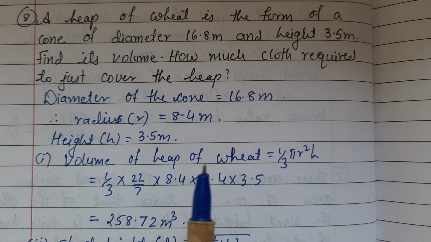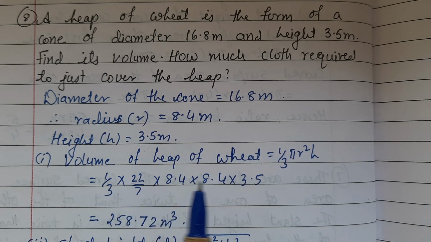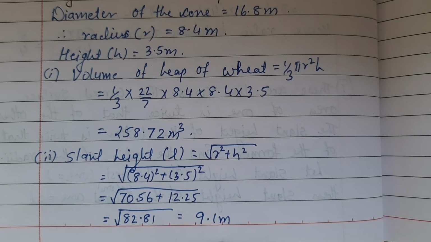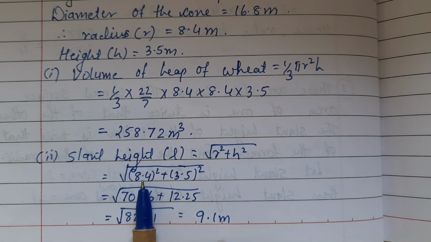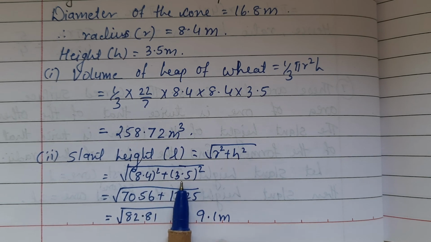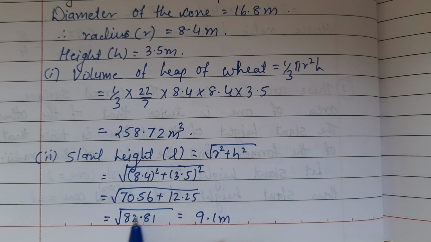The volume of heap is 1/3 pi r square h, which is equal to 1/3 into 22/7 into 8.4 into 8.4 into 3.5 equals 258.72 meter cube. Slant height l equals root of r square plus h square, equals root of 8.4 square plus 3.5 square, equals root of 70.56 plus 12.25, equals root of 82.81, equals 9.1 meter. Slant height l equals 9.1 meter.